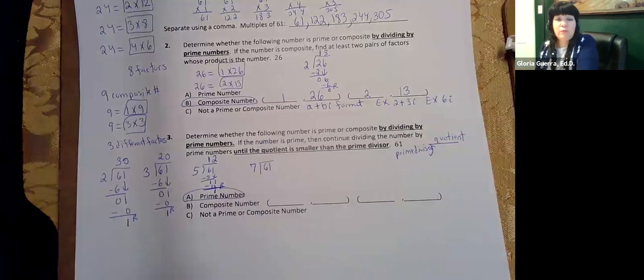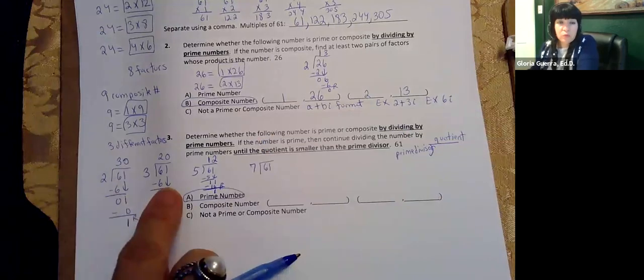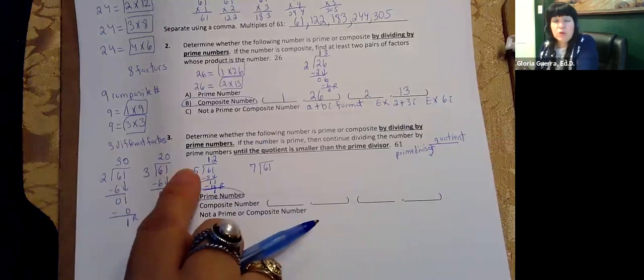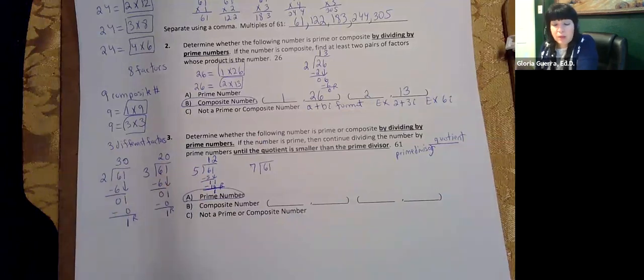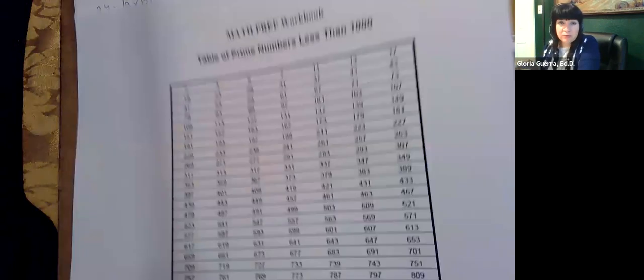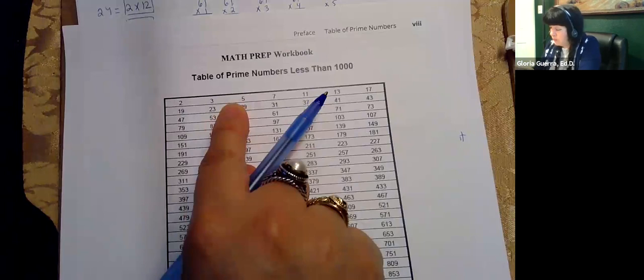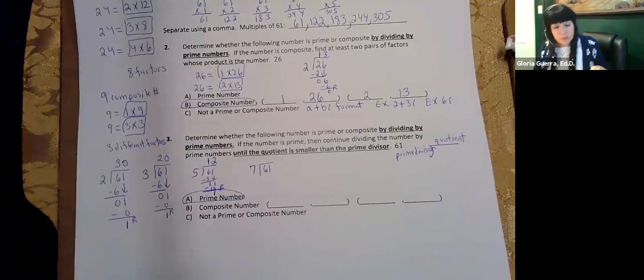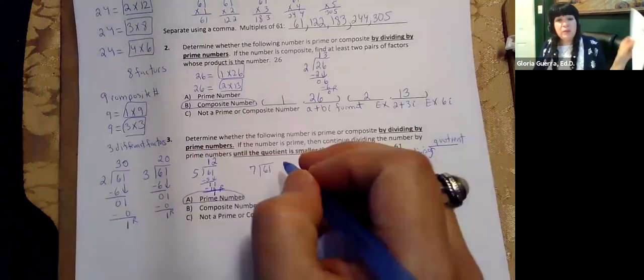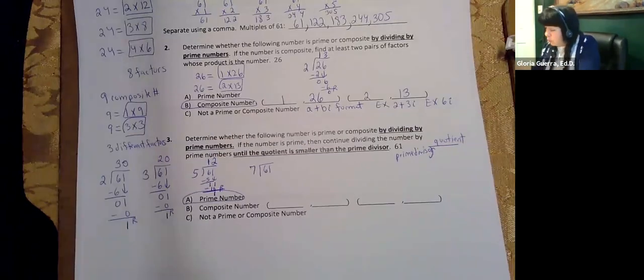I'm not using like 4. I didn't jump from 3 and then use 4. I'm not using 4. Why? Because 4 is not on here. 4 is not a prime number. It's not prime, so I can't use that. I have to only divide by primes. Let me try 7. Okay, now with 7, let's see, 7 times what is close to 61?